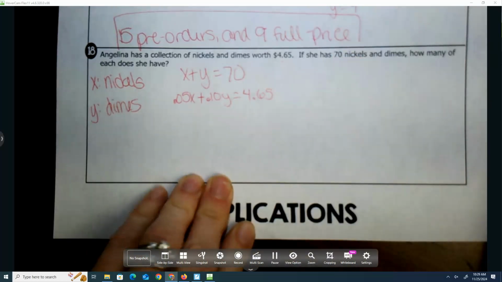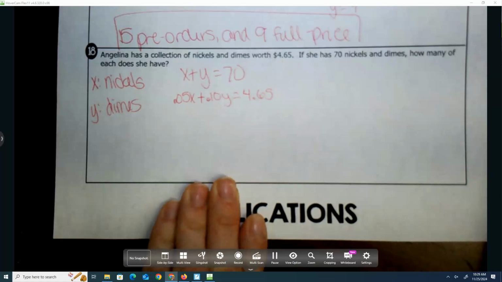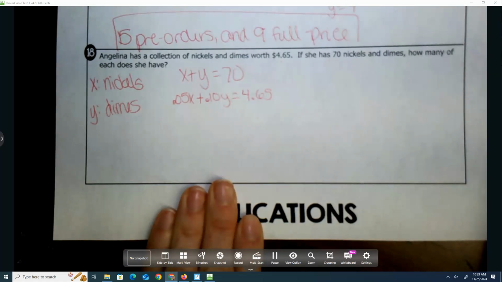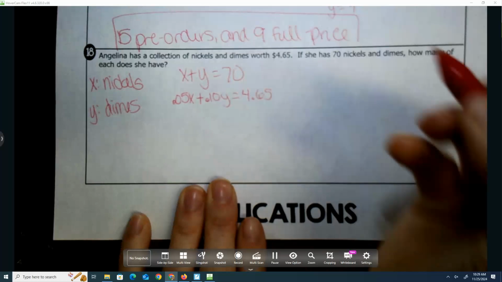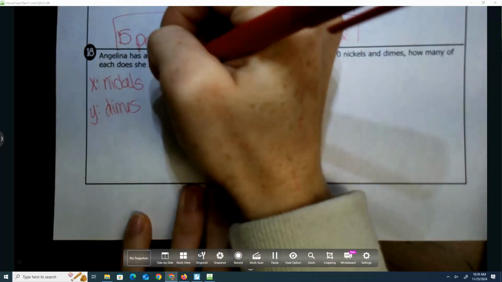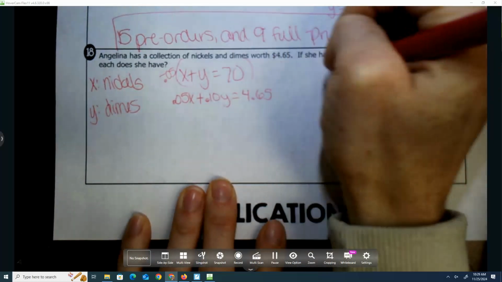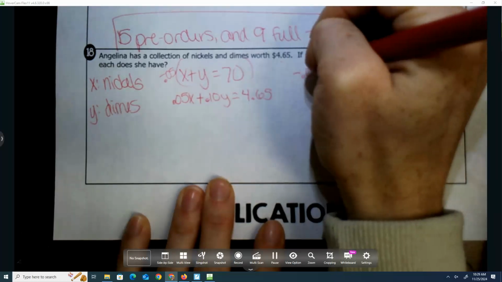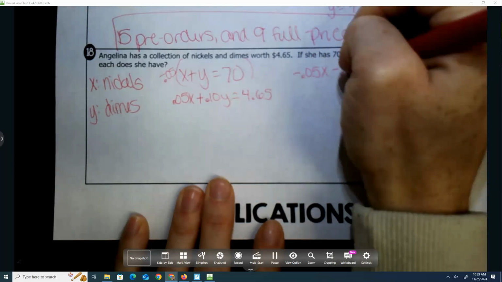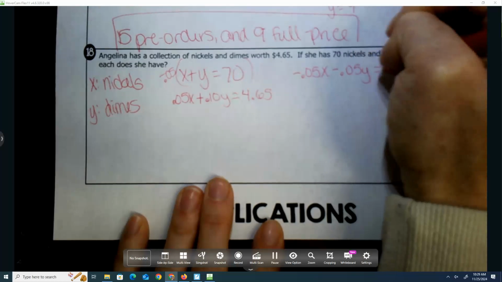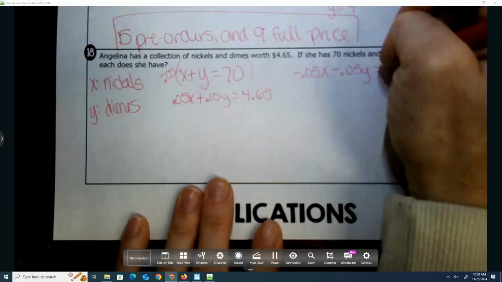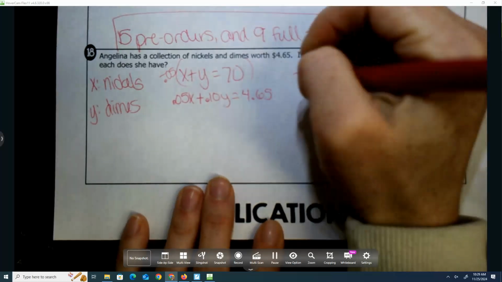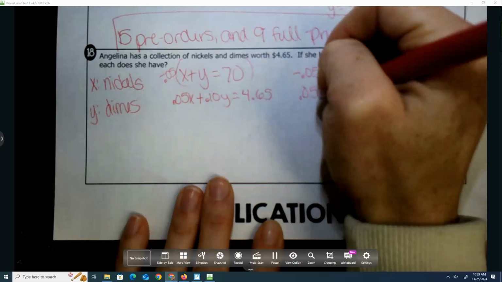Good. All right. Jetta, if I want to cancel my Y, what would I do? Okay, you did negative 0.05 and canceled X, that's fine. So if we do that, we have negative 0.05X minus 0.05Y equals 70 times negative 0.05, which is negative 3.5. We didn't change the second one.